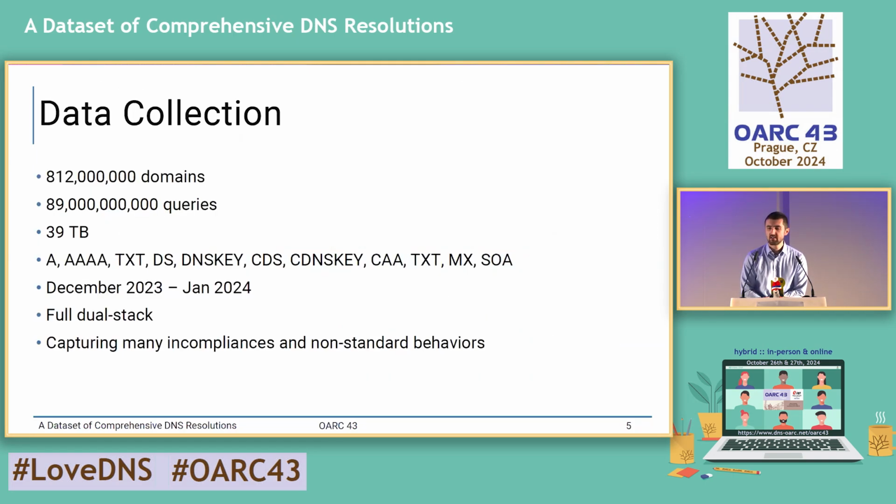we do so for 812 million domains, which takes us around 89 billion queries, gathering 39 terabytes of data for various resource records. Of course, we do full dual stack data collection, so we ask for IPv4 and IPv6 records, and also ask all the name servers on IPv4 and IPv6. And in general, we just try to capture as many of these incompliances and non-standard behaviors as possible, even though it's of course not possible to capture all of them.